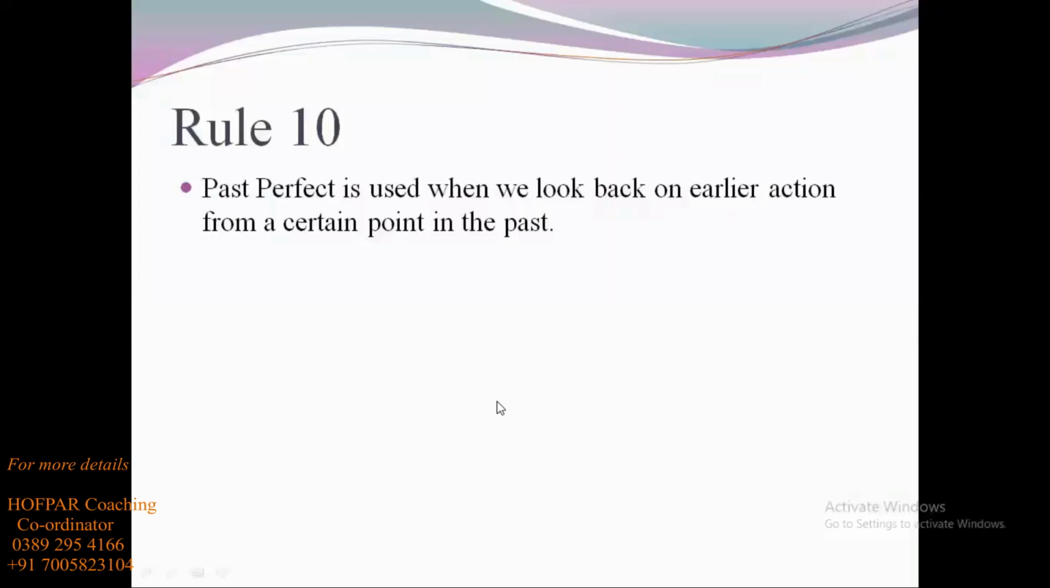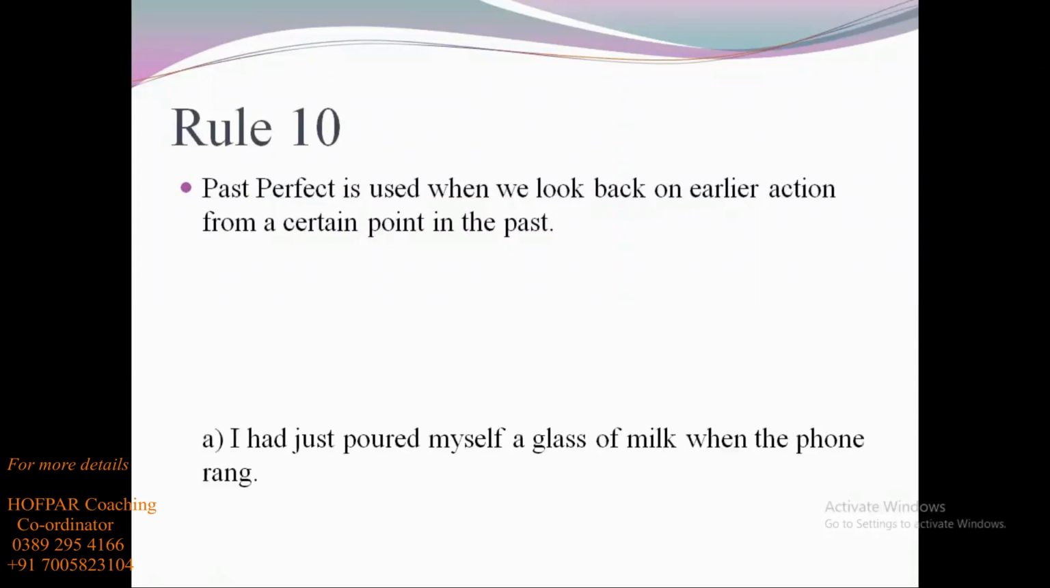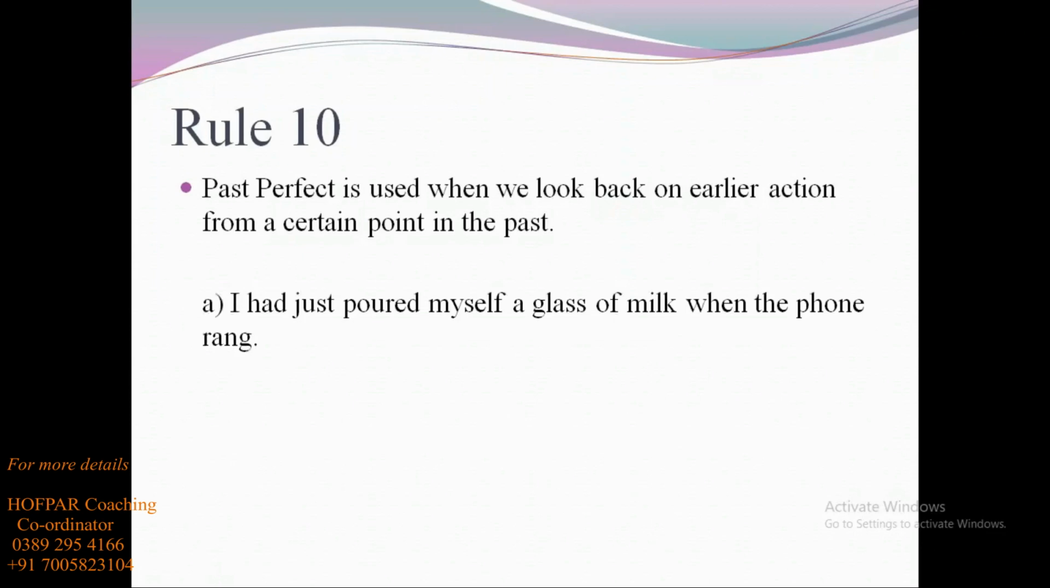Past perfect is used when we look back at an earlier action from a certain point in the past. The certain point in the past could be considered another action. For example: I had just bought myself a glass of milk when the phone rang. So the action can be on that, or the action can be out there.